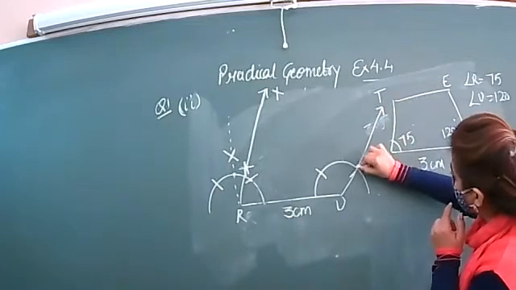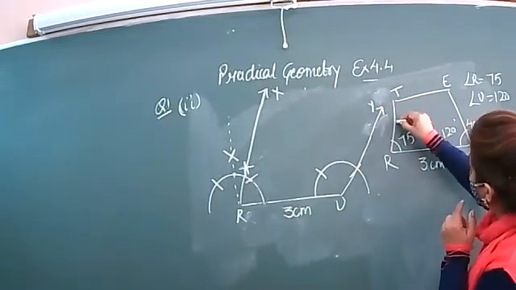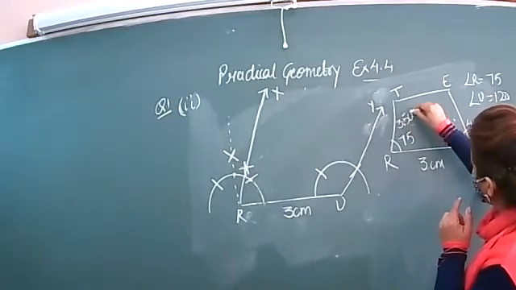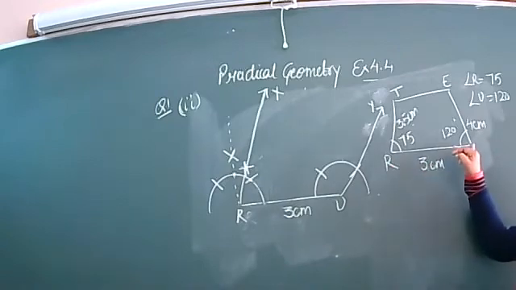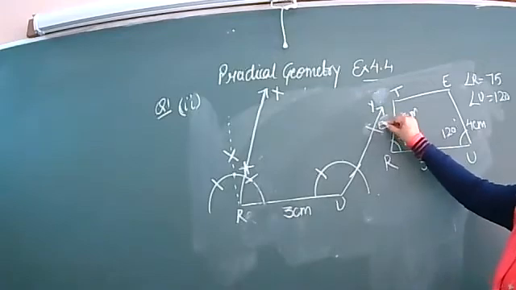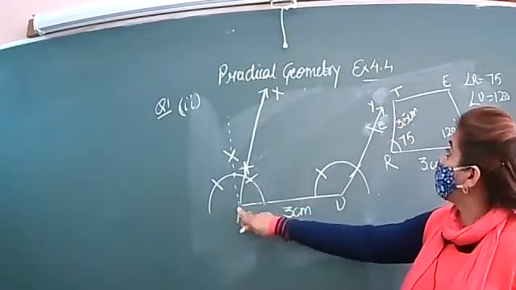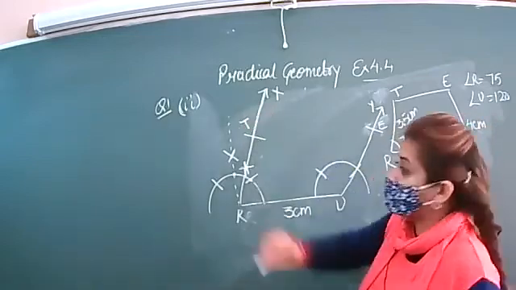This point is your Y. Now the next step will be, yes, who will tell me the next step? Bolo Akhilesh. कितने की? 4. From U, you will draw the arc of 4 and this will be your E. And from R, you will draw the arc of 3.5. This will be your T.